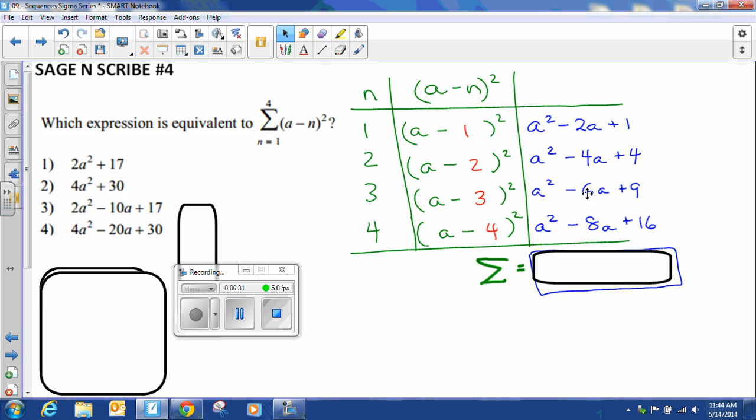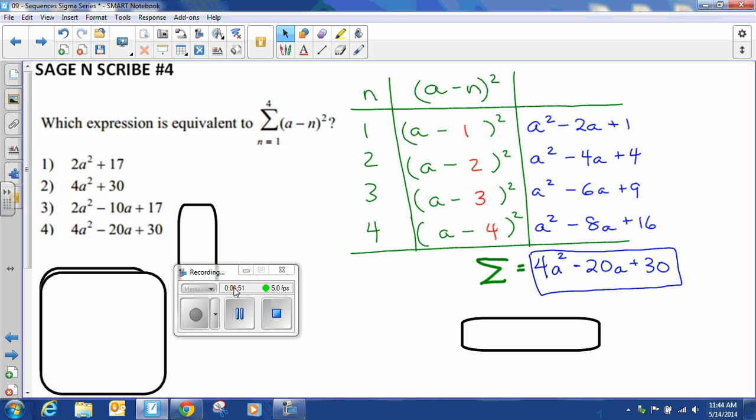So you end up with 4 trinomials, and when you add them up at the very end, you're basically combining like terms. So there's 4 a squared terms. Add these up, and the middle terms all become negative 20a, and we'll add up all the constants to get positive 30. So the answer is 4.